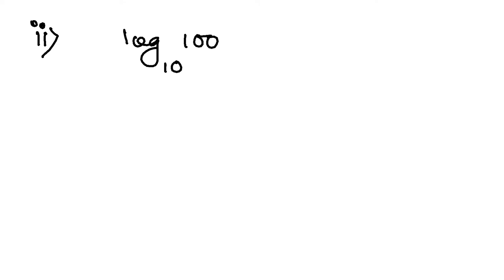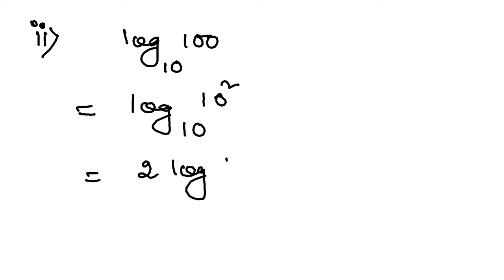This is very simple. How can I write 100 in terms of 10? 100 is 10 square, so base is 10. 2 will come forward, so this will be 2 log 10 base 10, and we know log 10 base 10 is 1, so 2 into 1, my final answer will be 2. Alright, this is number 2.